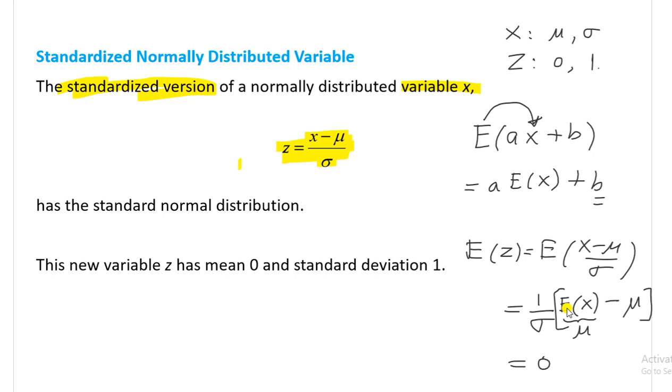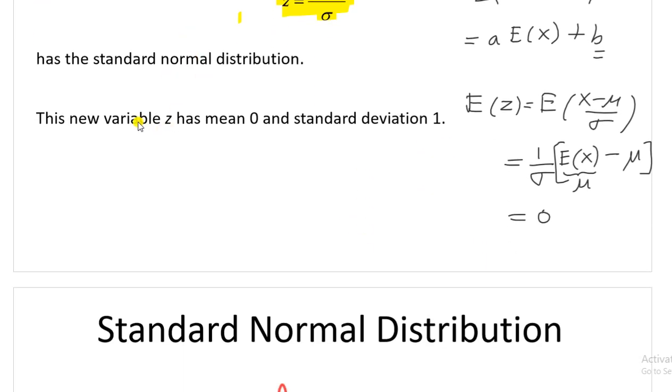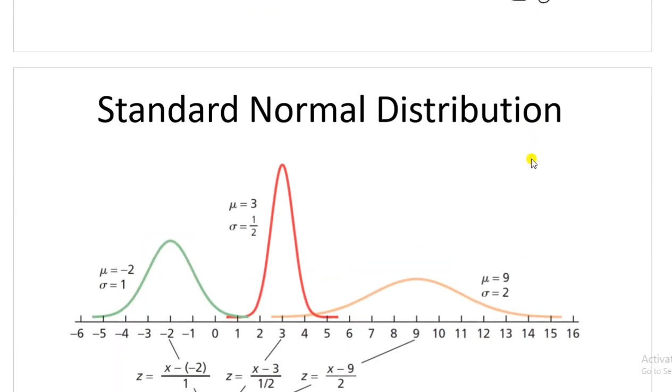Okay, no matter what is given for x, this will always be 0 and 1. So this new variable has 0 mean and standard deviation 1. I proved it for the mean; you can prove it for standard deviation as well. So what is the benefit?